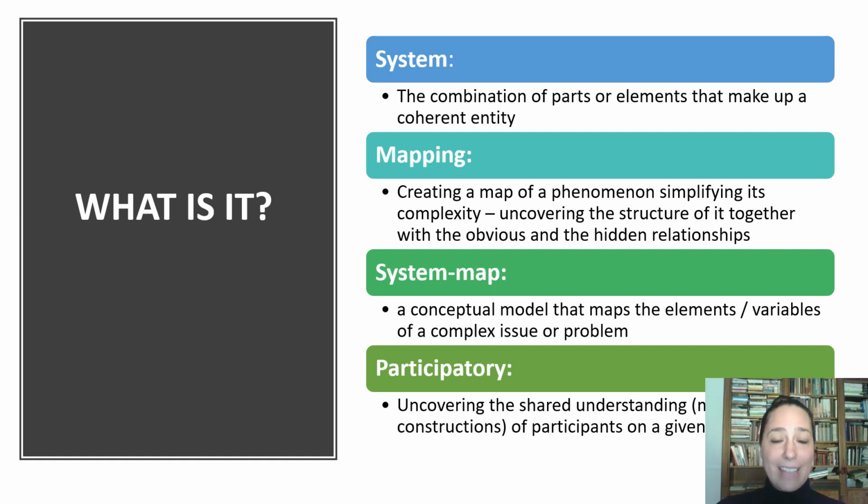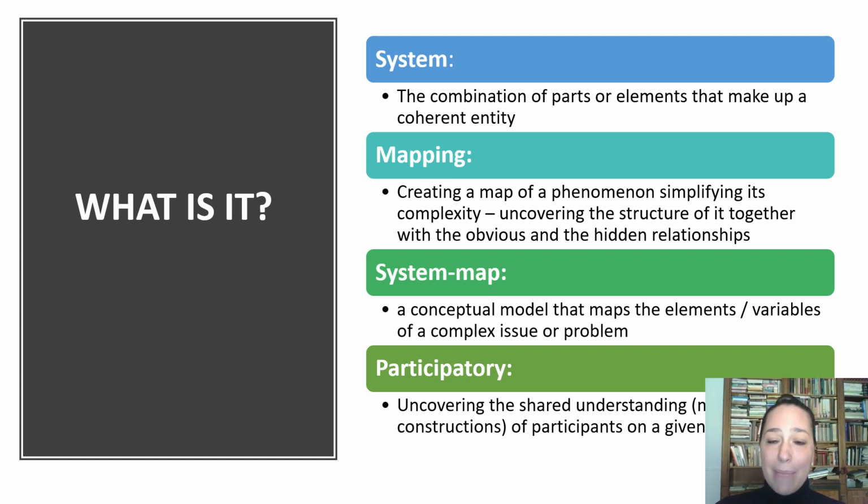Mapping in this sense is creating a map of a phenomenon, but what we have to take into account is that it's always going to be a simplified reality. We are trying to uncover the structure together with the obvious and hidden relationships, but it's never going to be like reality. It's just going to be a mental construction of what we think reality is, and it's always going to be simplified.